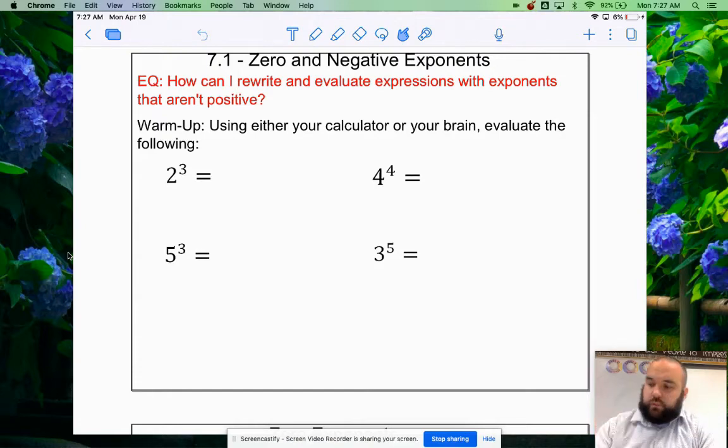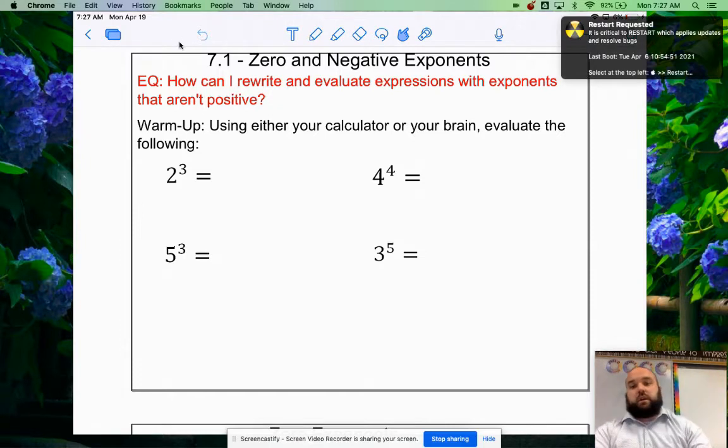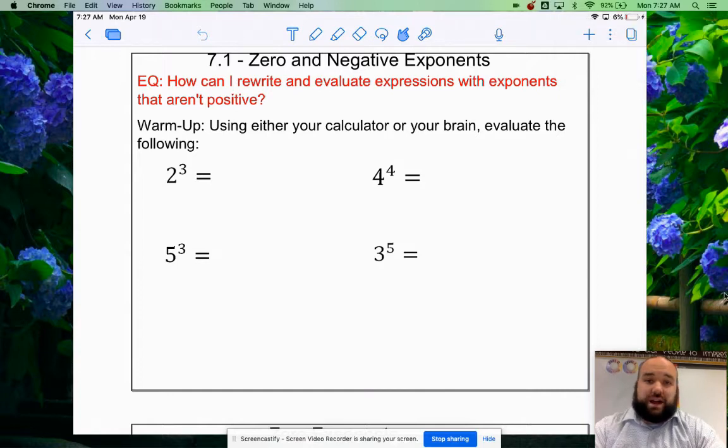Hello. In this video, we're just going to take a real quick look at an introduction to some exponents. You may know exponents as powers. You're probably familiar with exponents, but we're going to talk specifically in this video about zero and negative exponents. So what happens if the exponent is zero or negative? Our essential question is, how can I rewrite and evaluate expressions with exponents that aren't positive?